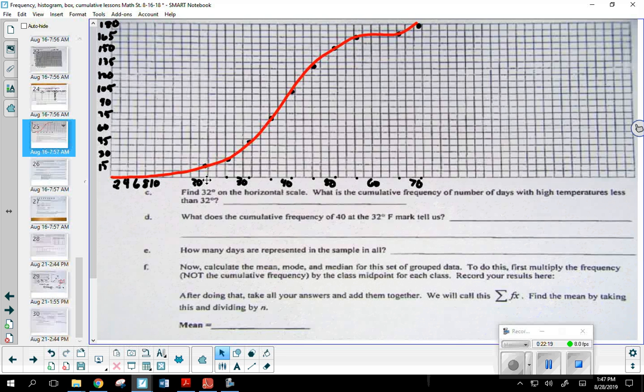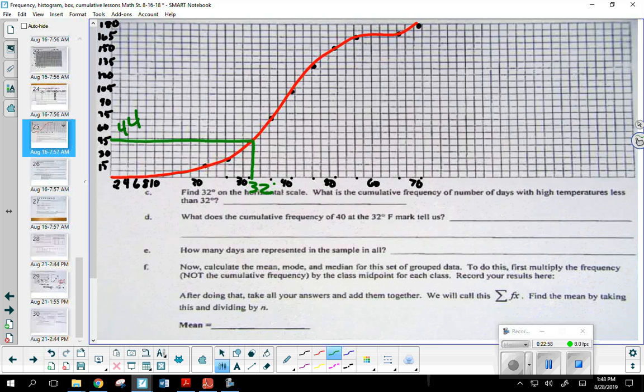Okay, there you go. All right, so let's see. C, find 32 degrees on the horizontal scale. What's the cumulative frequency of number of days with high temperatures less than 32? Okay, so this is what we were talking about just a moment ago when Ella had her question. So let's say 32 is right here. Would everybody agree? Now, I'm going to go straight up to my graph, and as soon as I hit it, what am I going to do? I'm going to go straight over here. Now, because this is a cumulative frequency graph, I would say maybe that's hitting right about 44.